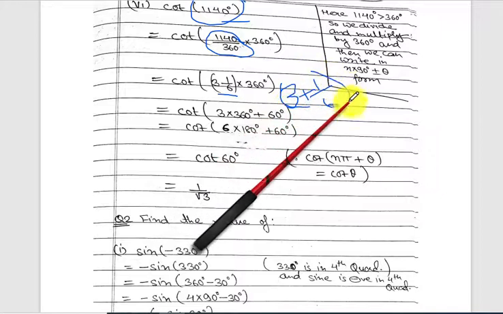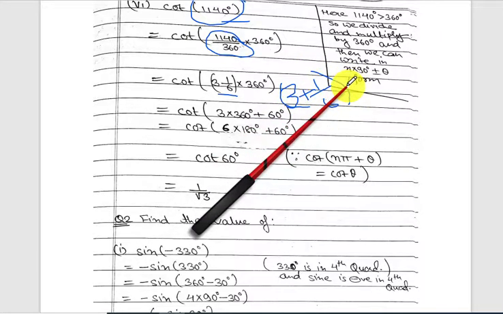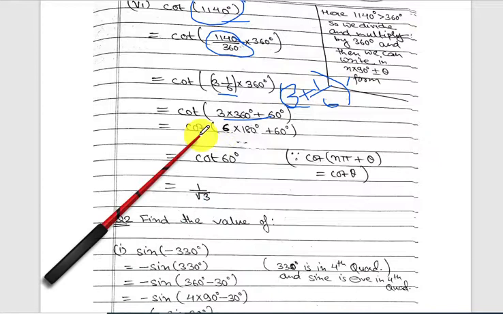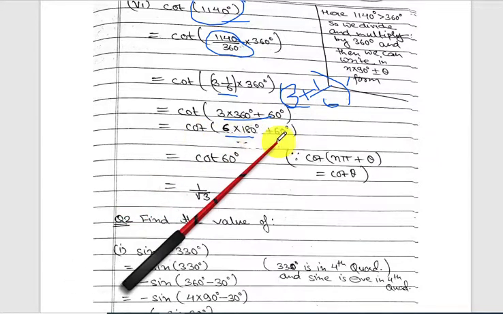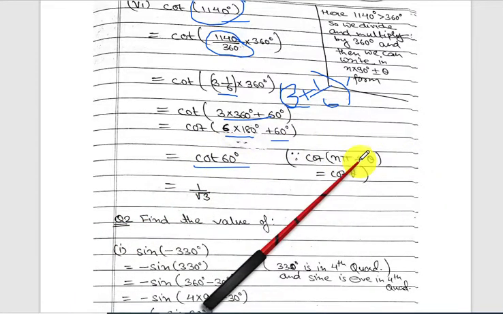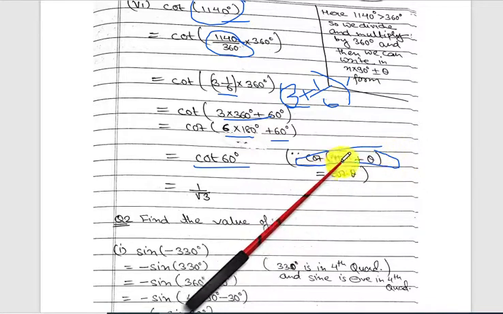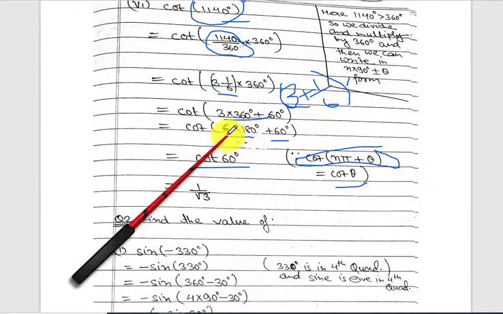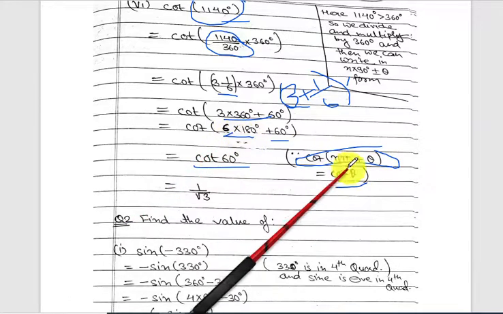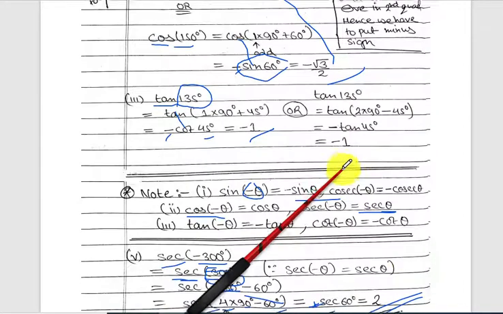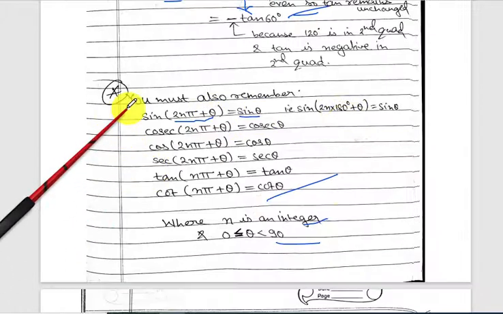And into 360. Okay, and then when you open the bracket, you will get this. Here you get cot 6 into 180 plus 60, so that means you get cot 60. Why cot 60? You should remember this: cot n pi plus theta is cot theta. So here in place of n we have got 6. Pi means 180, so we get cot 60, and cot 60 is this. That's why I told you to remember this also.